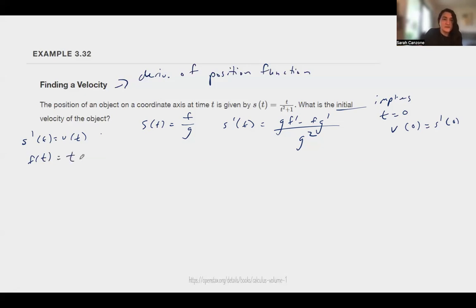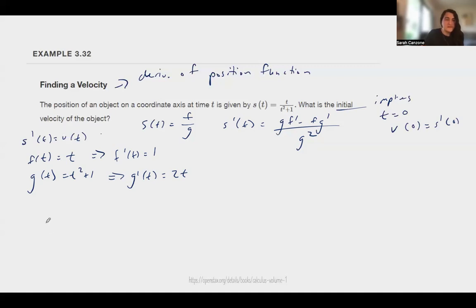So f of t will just be t, and g of t will be t squared plus 1, which implies that f prime of t is the derivative of t to the 1, which is just 1 times t to the 0, but t to the 0 is 1, so the derivative is just 1. The derivative of g is, well, the derivative of t squared is 2t, and the derivative of 1 is 0, so we're not going to write that. So now we have all of our functions and our derivatives, and we can go ahead and plug into this.